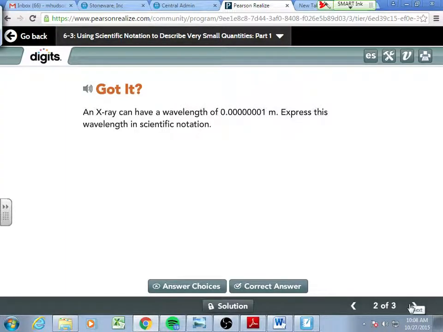So try this on your own. X-ray wavelengths are 0.0000001 meters. Maybe go like 10 seconds.